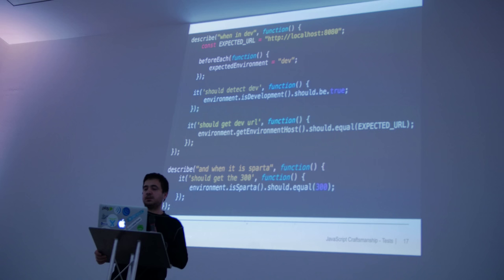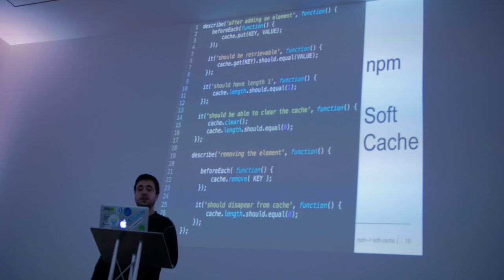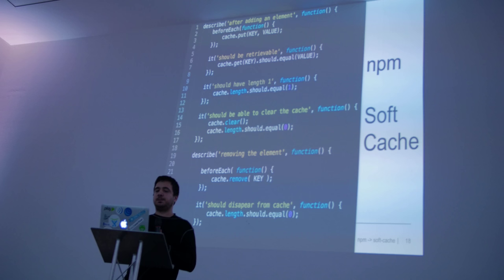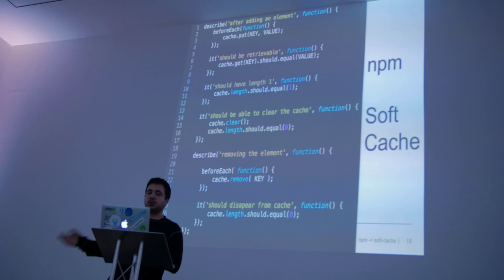Giving you another example, this is from an NPM module that I've built for personal use, which is pretty much a soft cache, so a map with a timeout. You can put stuff inside a map, and after a certain time, they time out. Again, following the same principle, you have a name, the describe, saying after adding an element, should be retrievable, and you have the beforeEach that does the premises on what kind of execution happens before you do the test. In this case, you just put a key value pair inside the caching system, and then it should be retrievable: it checks that cache.getKey should equal value.